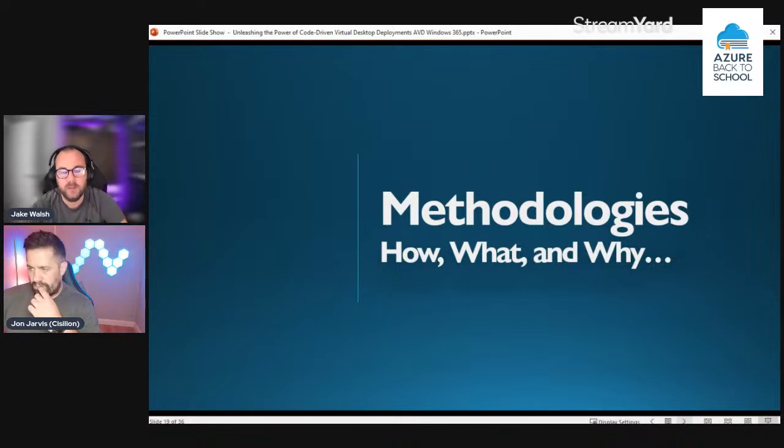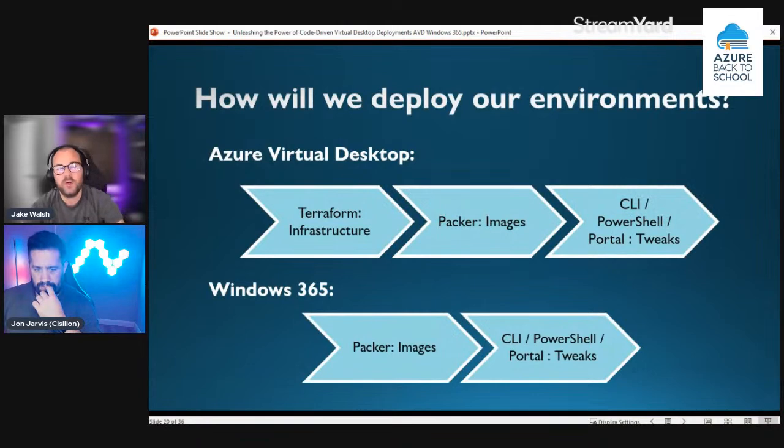Okay, so on to methodologies. So how, what, and why. For AVD, obviously Terraform would build our infrastructure, Packer would build our images, and then there would be a few tweaks using either CLI, PowerShell, or the portal, whatever you would choose. I tend to, and this is more of a personal preference, like using Terraform to deploy the bulk of the infrastructure. I like using Packer to then build images that are saved into an Azure Compute Gallery, and then I'll usually do the final step either in the CLI or the portal. Just makes it nice and easy for me.